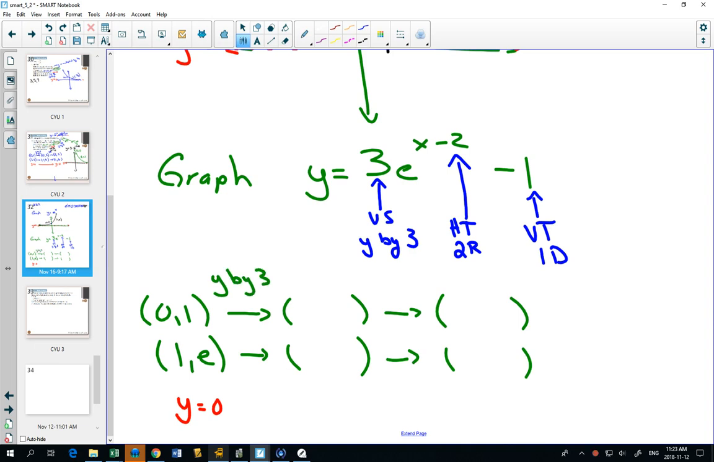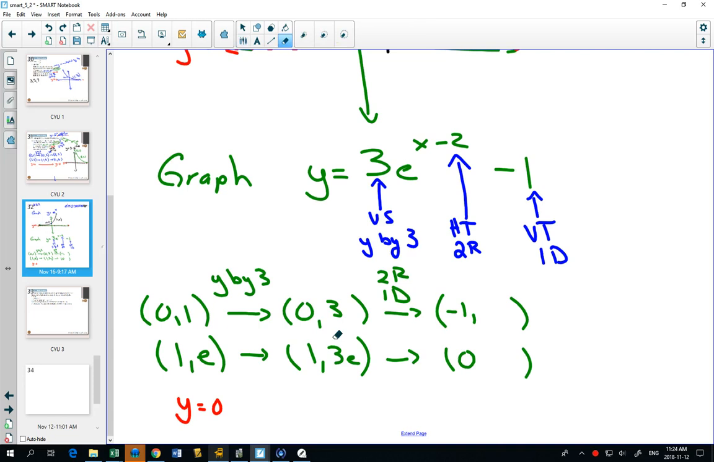So this is 0, 3. And this one's going to be 1, 3e. Right? So we have 0, 3 and 1, 3e. Okay, excellent. And then we're going to go 2 to the right and 1 down. Well, 1 down, we'll change that to -1 and this one to 0.